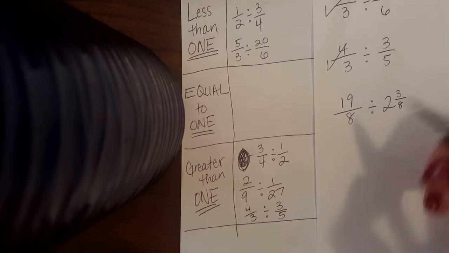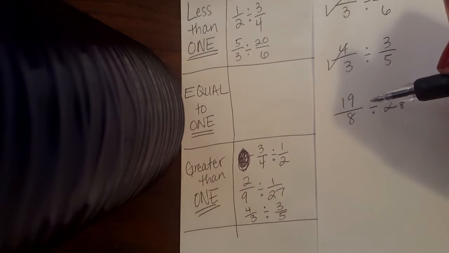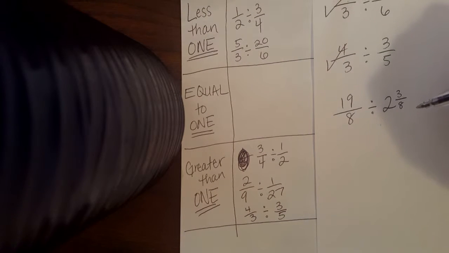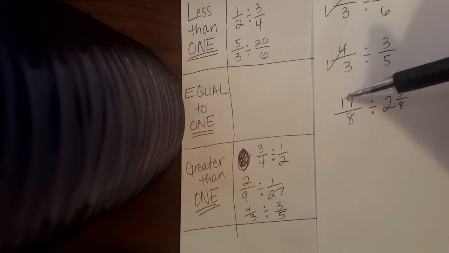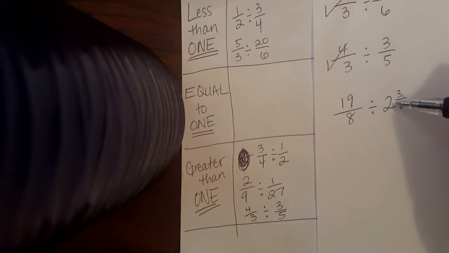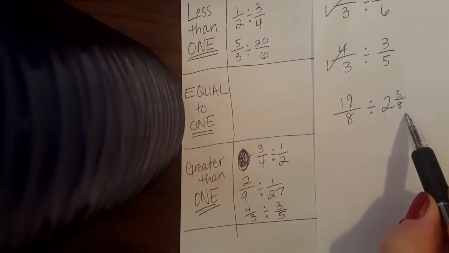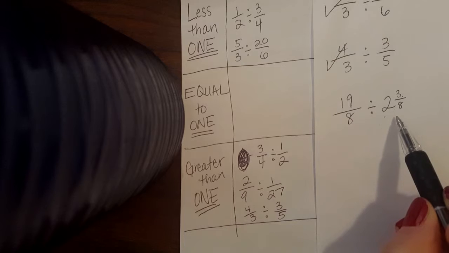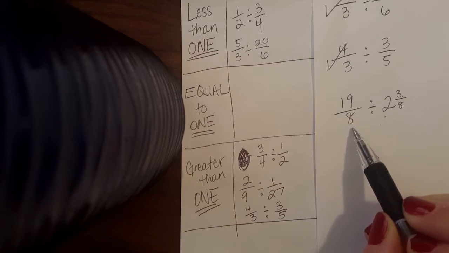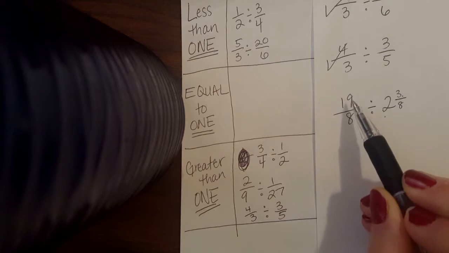Okay, last but not least, 19/8 divided by 2 3/8. This one seems pretty tricky if you try to solve it without doing any computations, but let's use our reasoning here. This is an improper fraction. This is a mixed number. Let's try to figure out their relationship. Well, 2 3/8, if I wrote that as an improper fraction, would be 16/8 plus 3/8. Well, this is 19/8. So let's make sure this is 2 3/8. 8 goes into 19 2 times. That's 16/8 with 3/8 left over.